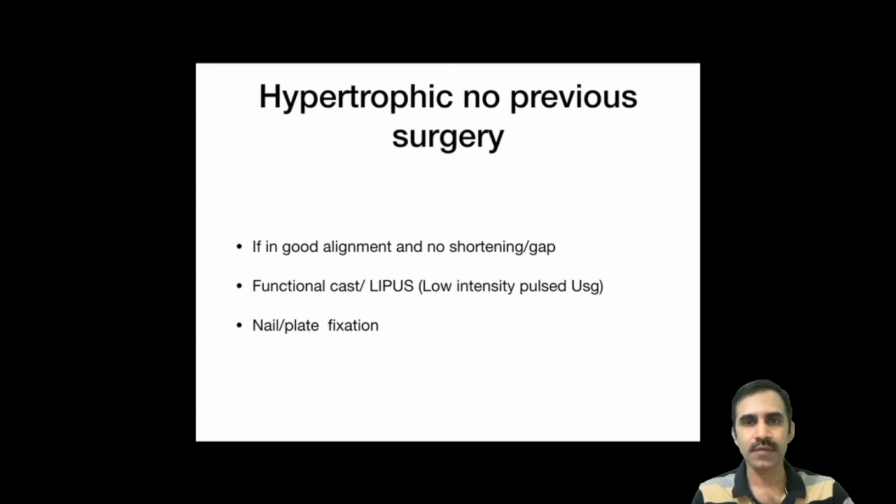If the patient is having a hypertrophic non-union without any previous surgery, if it is in good alignment and no shortening or gap is present, a functional cast with or without low intensity pulsed ultrasound may be tried. And nailing or plating can give more stability and can be useful.